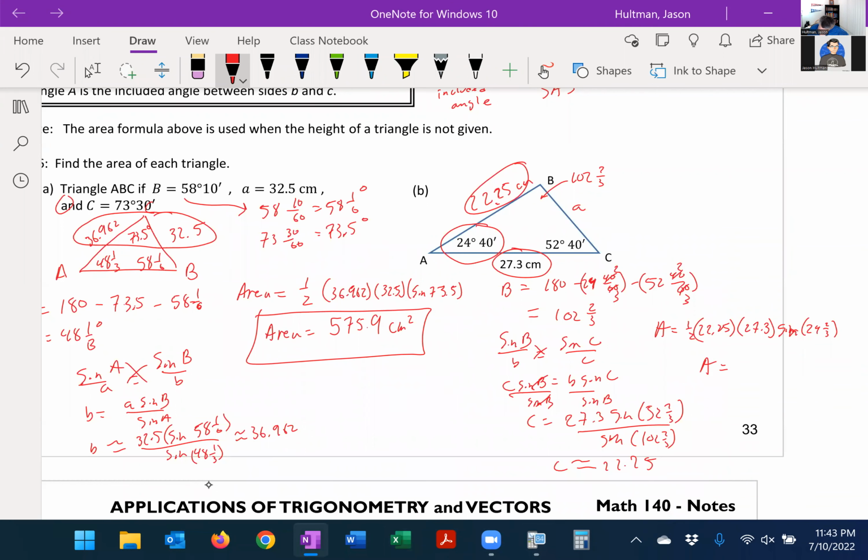So area is equal to 126.75, and that's centimeters squared because it's area. Okay, units are in centimeters. Okay, so that's 7.1 and 7.2, and I will see you guys in the next video.